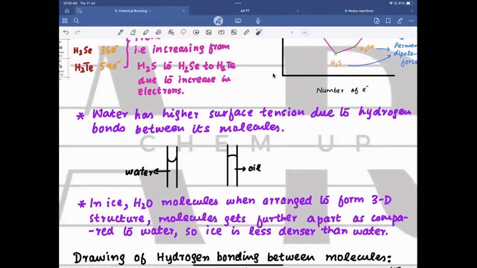Yes, that makes sense. So that's why Allah made this phenomenon in water, to keep all the aquatic life alive. Otherwise, the aquatic life would not be surviving.